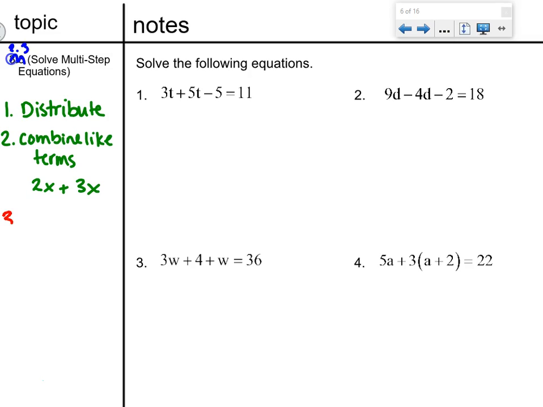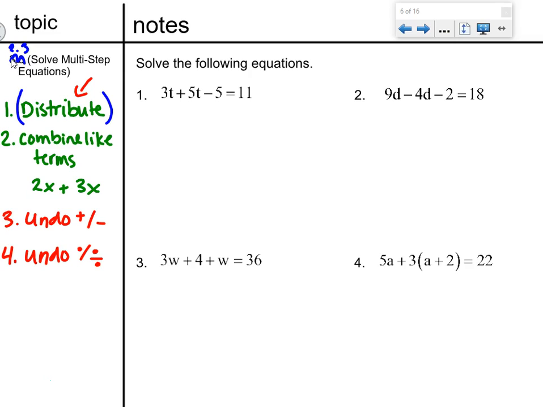Then number 3 would be to undo addition and subtraction. And then step 4 would be to undo multiplication and division. So we're just kind of adding that distribute step. We've done the combine like terms, we've done the undo addition and subtraction, and we've done the undo multiplication and division. So if we look at number 1, do we have to distribute? Now distribute will always be with parentheses. So if we don't see any parentheses, we don't have to do step 1.